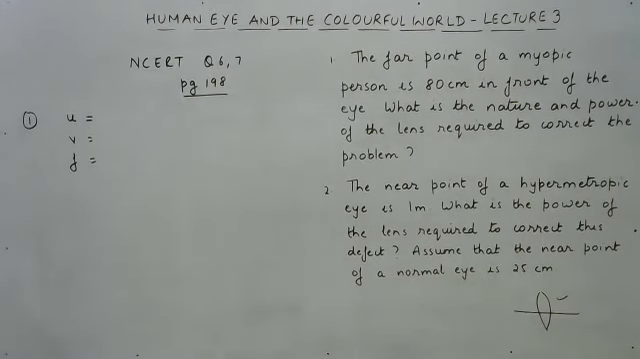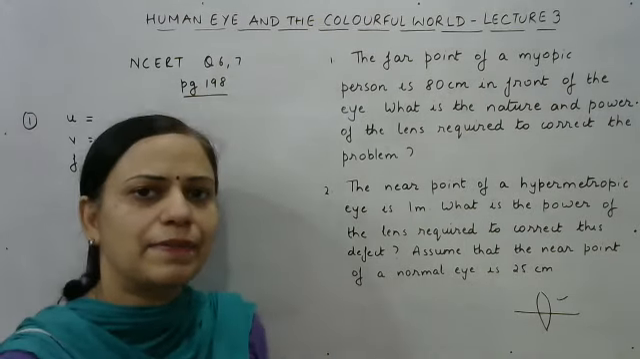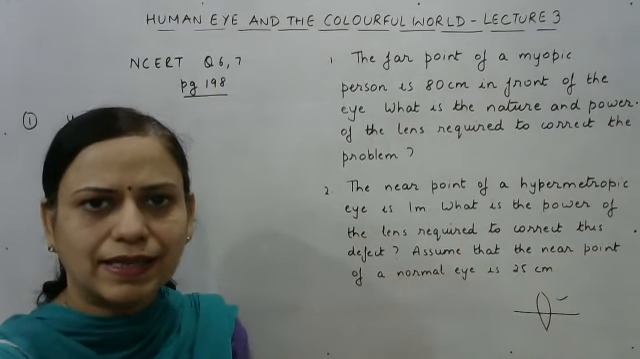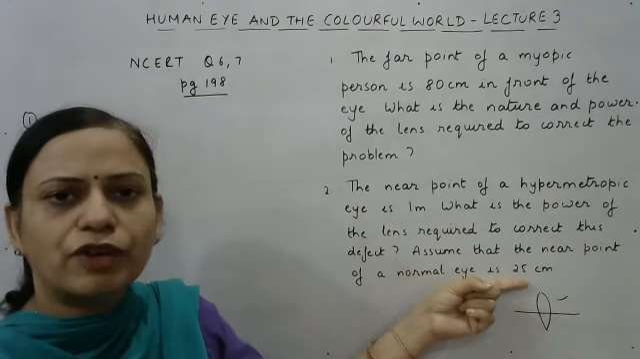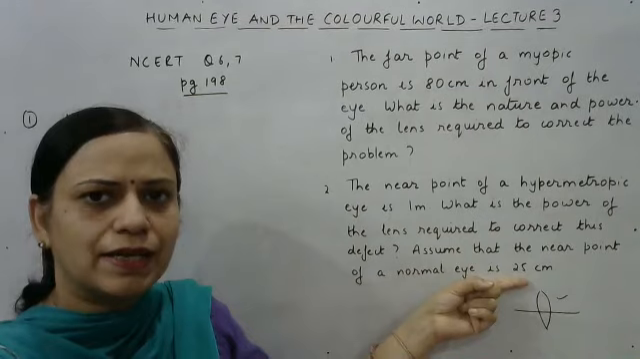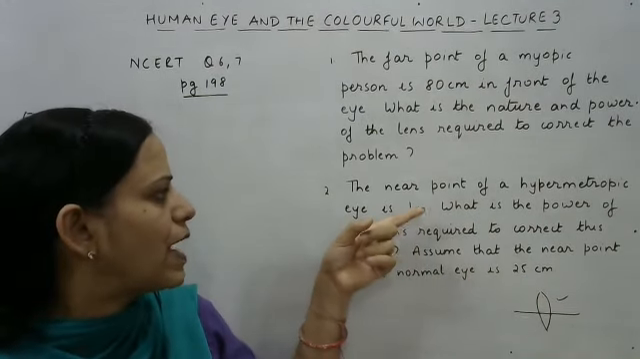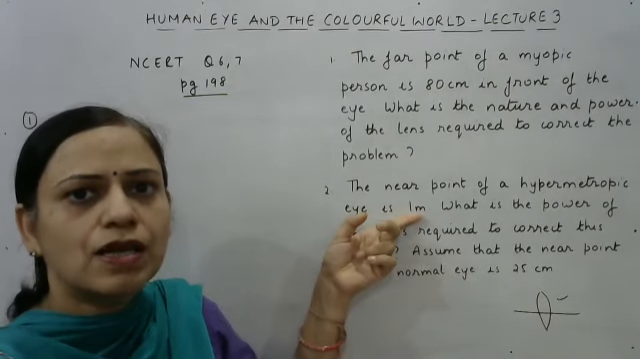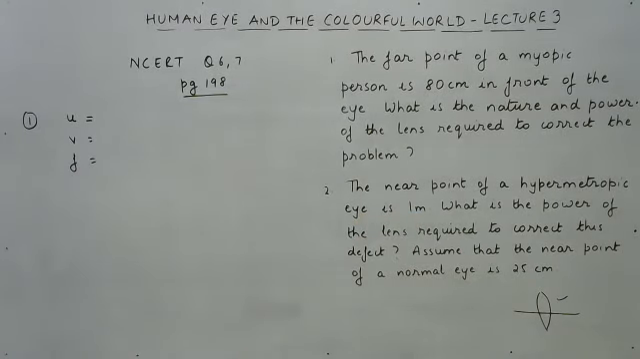So in case of hypermetropia, you should know that it is far-sightedness. The person is able to see the distant things clearly, but he is not able to see the nearby things clearly. Whereas the near point of a normal human eye is 25 centimeters, but that of a hypermetropic eye will be greater than 25 centimeters. In the given numerical, it is 1 meter. So how will we solve this question?